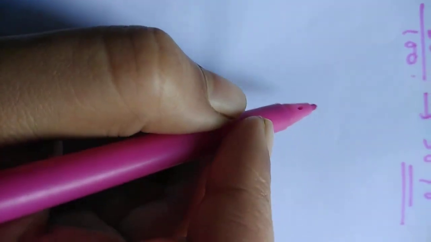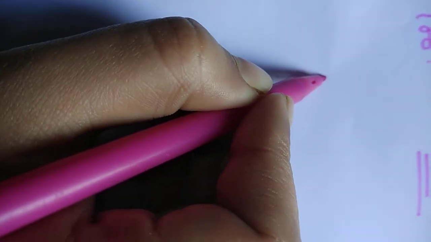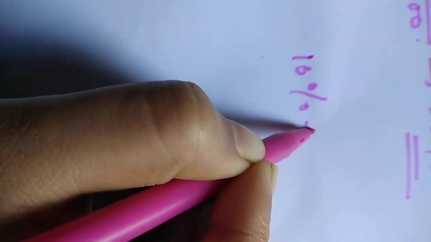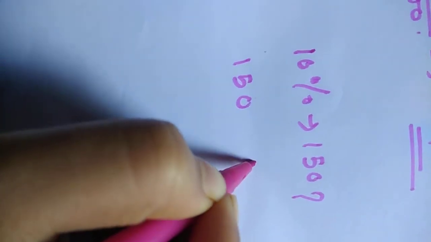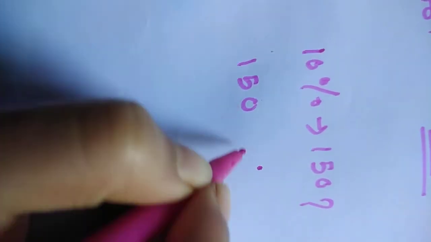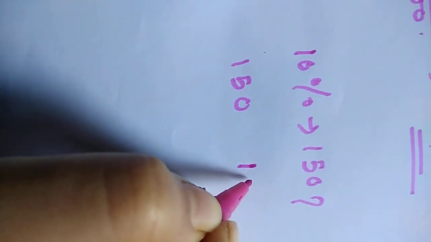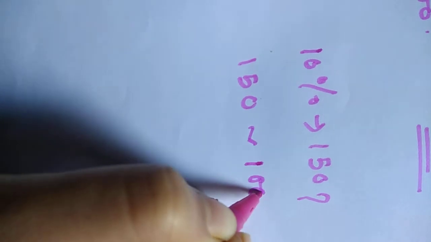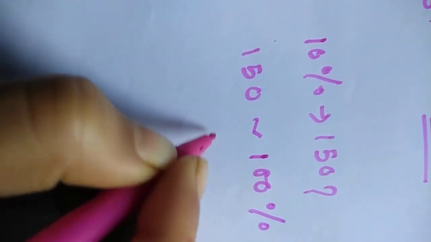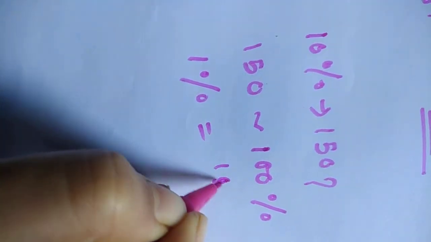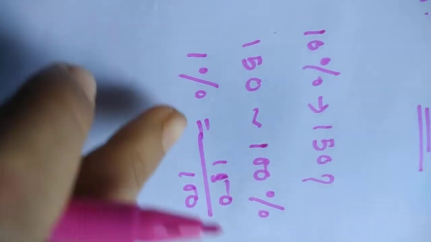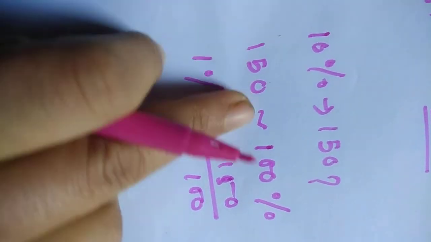Let us now find a percentage of a certain number. Say, what is 10% of the number 150? Okay, so 150 is how much percent? 150 is a complete object, right? So this will be equivalent to 100%. So how much will be 1% of this thing? This will be 150 divided by 100. This will be the value of 1% of this object 150.